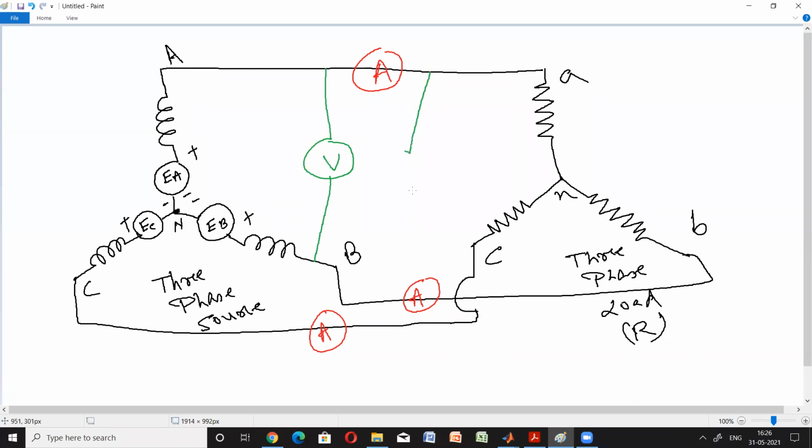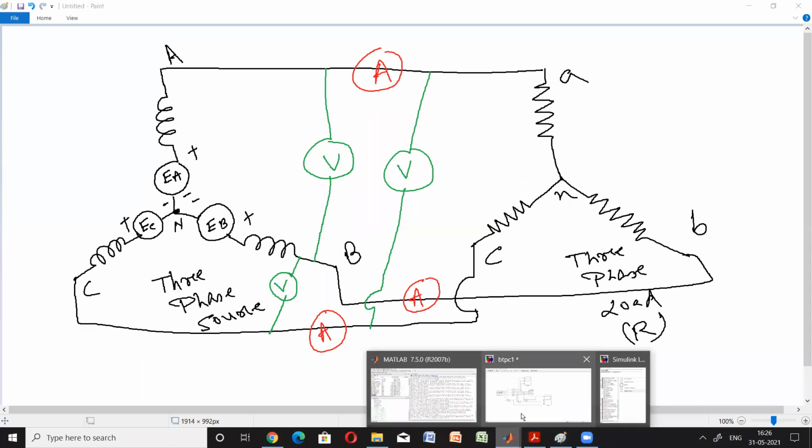from A to B, from A to C, and from B to C. Okay. So this is the equivalent circuit of the experiment that we are going to perform.